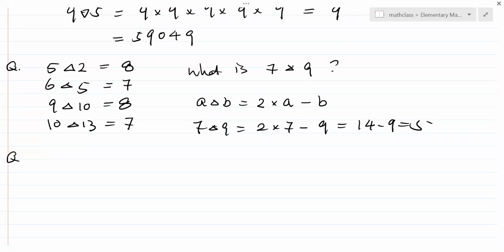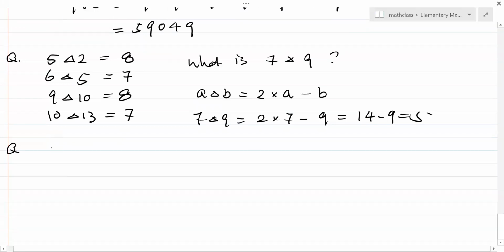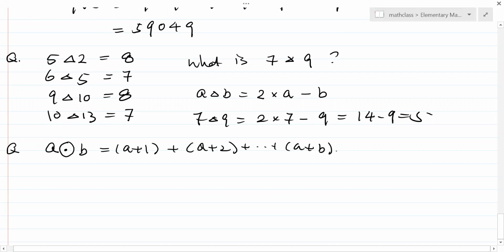So we are going to look at: define A circle dot B to be A plus 1, A plus 2, up to A plus B. Find 2 circle dot 4.